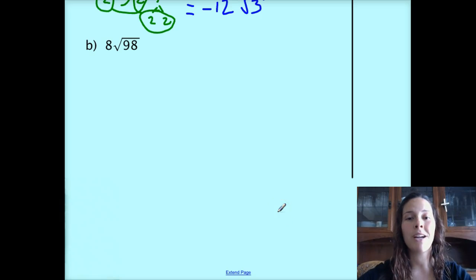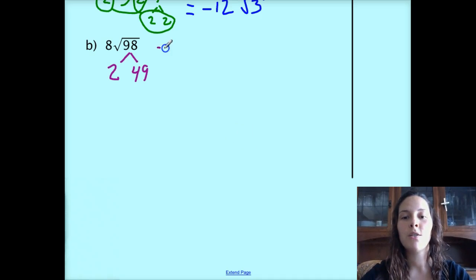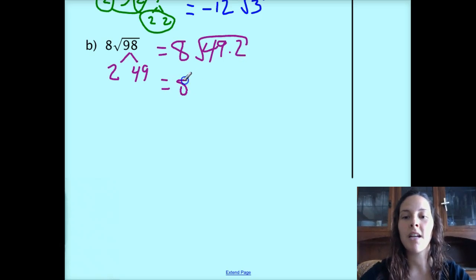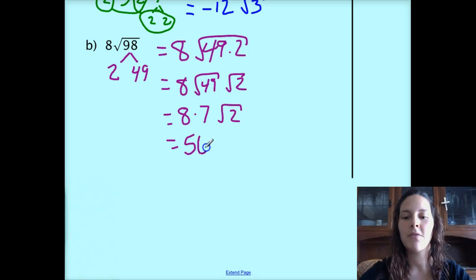This one, again, you may not recognize the perfect square factor right away. So we're going to start our factor tree. It's even, so I know that 2 will go into 98. 2 goes into 98 49 times. Here you may recognize that 49 is our perfect square factor. So we can split this up as 8 times the square root of 49 times 2, splitting it up again as the square root of 49 times the square root of 2. The square root of 49 is 7. Again, we have all multiplication, so we're going to multiply the 8 by 7 to get 56 times the square root of 2.